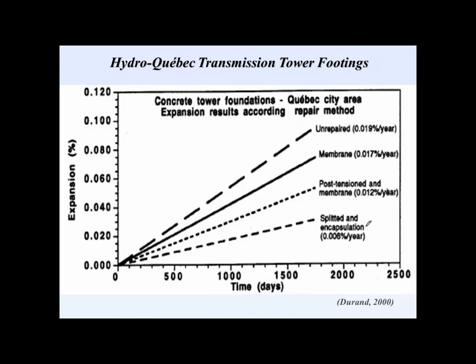But what tended to work most were the mechanical types of restraint that were applied, particularly the first example I showed, where the old concrete was removed, a circular rebar cage was placed on the outside, and then that was encapsulated with new ASR-resistant concrete. So this is just one example where external restraint was provided quite successfully.